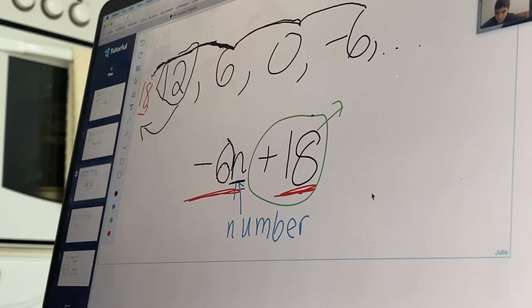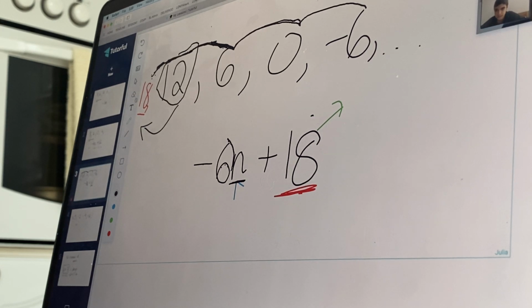It's got a little bit messy. Got a lot of writing on it. So we have minus 6n plus 18. How would you find the fifth term using the nth term, using this formula? Add 5. Subtract 5. So try using the formula.